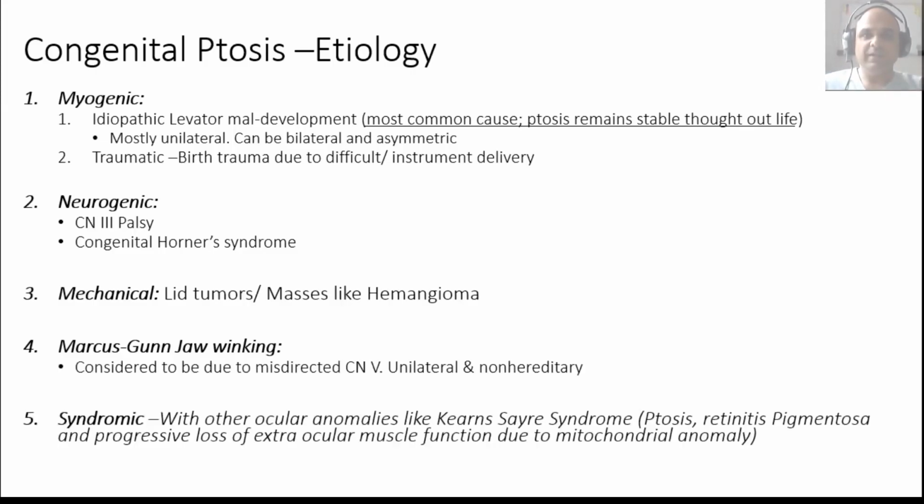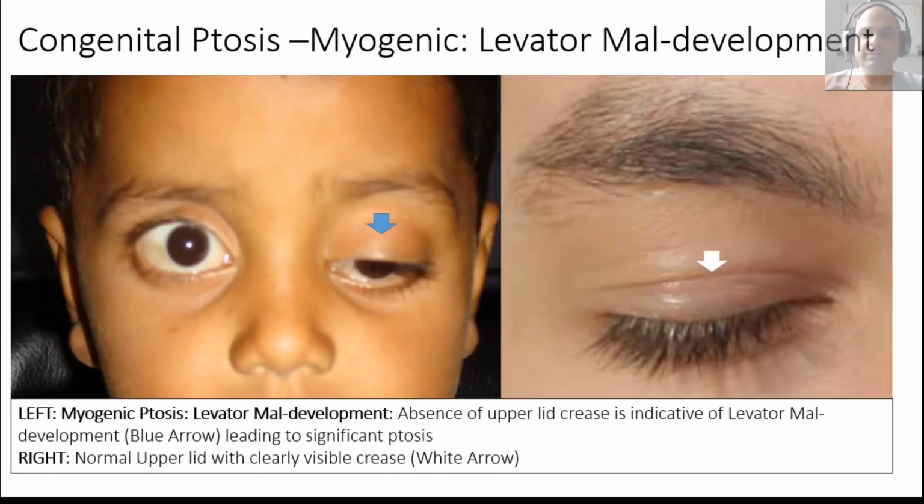Very interesting. And you can have a syndromic form in which you have multiple conditions all together in one sort of syndrome. One is called Kearns-Sayre syndrome, which is retinitis pigmentosa together with ptosis, and you lose the ability to move your eyes as you grow older. So extraocular muscle function is lost progressively, and all of these things are happening because of a mitochondrial anomaly.